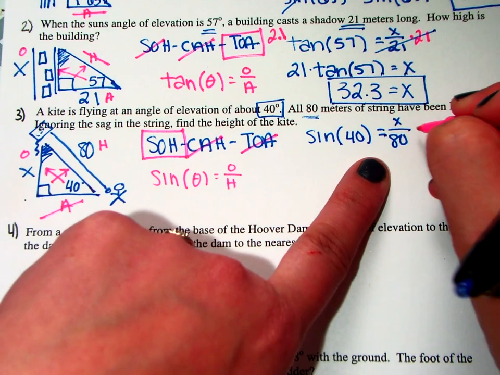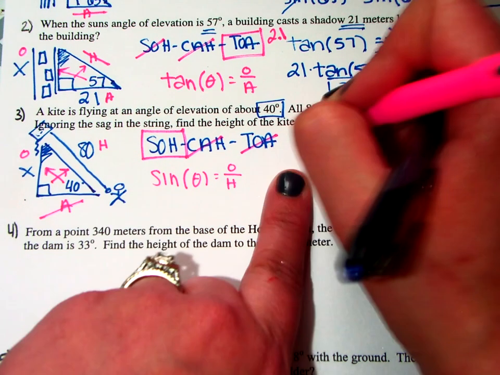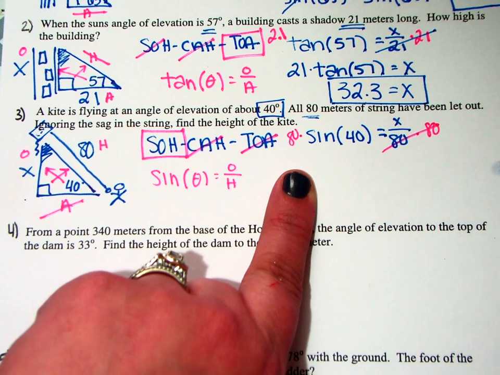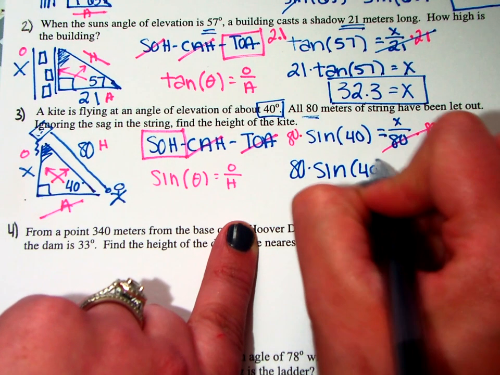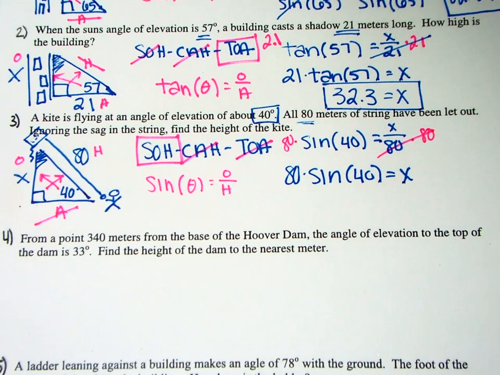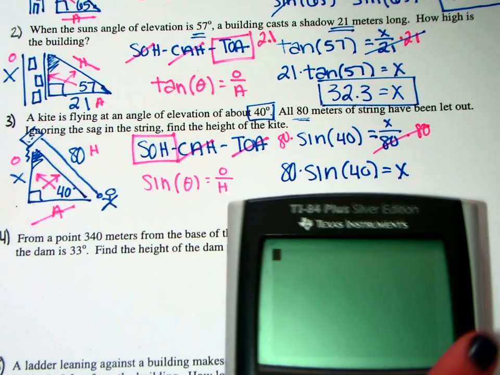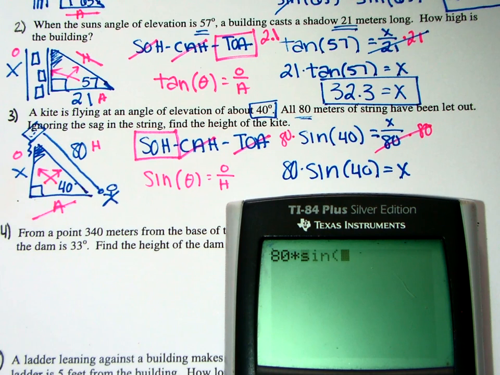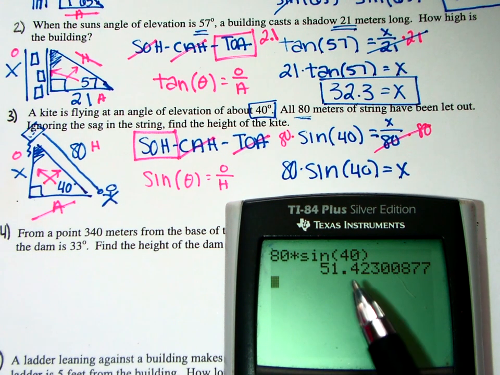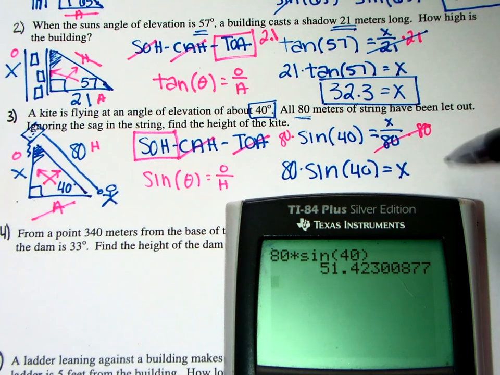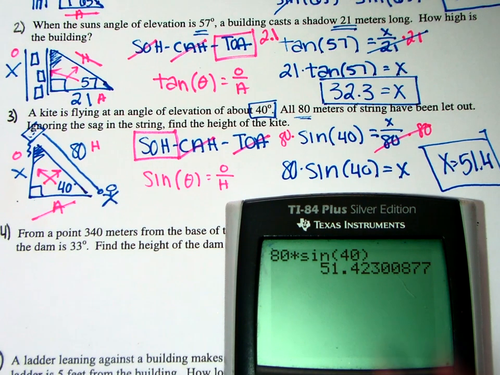I always want to clear my fraction, and I'm going to clear my fraction by multiplying both sides by the denominator. So now I have 80 times sine of 40 equals X. X is now isolated, so that means I can pick up my calculator. 80 times sine of 40, close parentheses. Rounding to the nearest tenth, the 2 is not high enough to bump 4 to 5, so it's going to stay 51.4. So your kite is 51.4 meters above the ground.